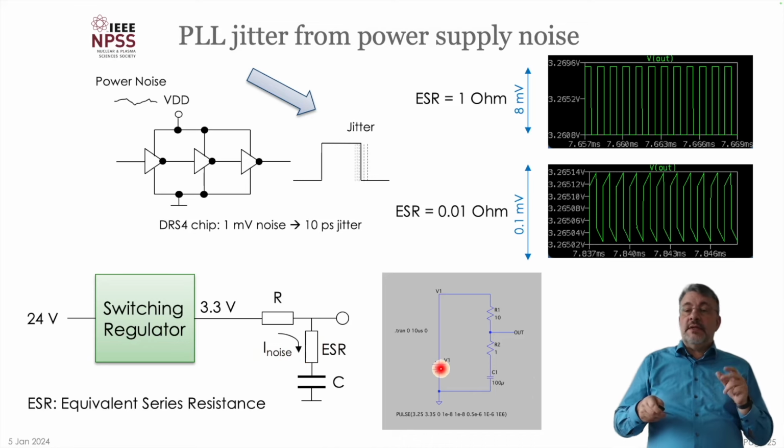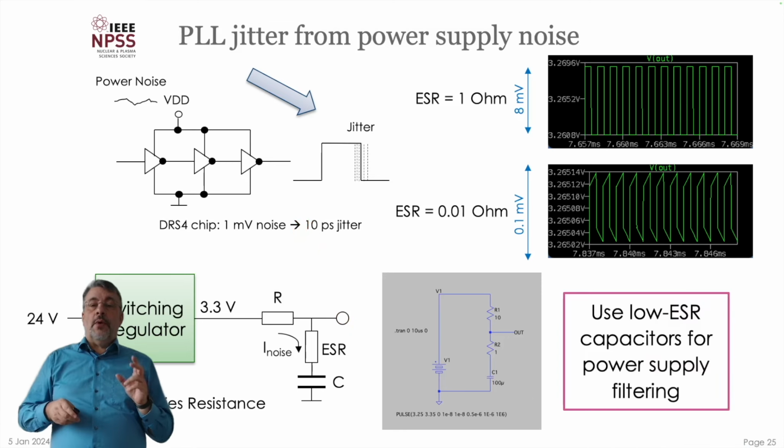So I did make a very simple SPICE simulation. I have here the switching regulator, and then R of 10 ohm, 100 microfarad capacitor, and then here I put in the equivalent ESR of 1 ohm. And even with a simple SPICE simulation, you see already that you get a remaining noise at the output of like 8 millivolts. And 8 millivolts here, that kills you already. If you use, however, a very low ESR capacitor with 0.001 ohm, then you get only 0.1 millivolt noise here, and that's what you need. So it's very important to use low ESR capacitors for all power supply filtering. That's one of the crucial tricks.